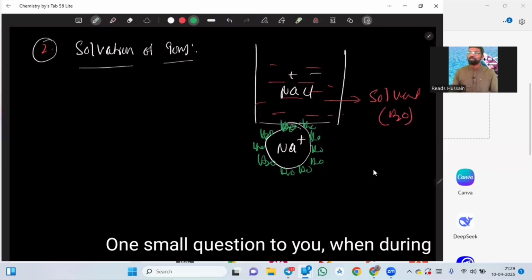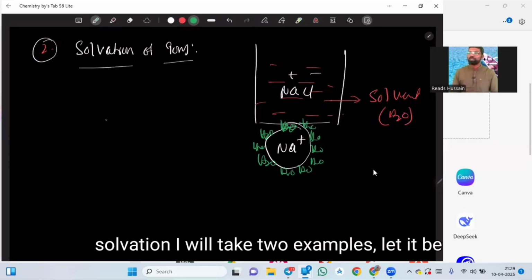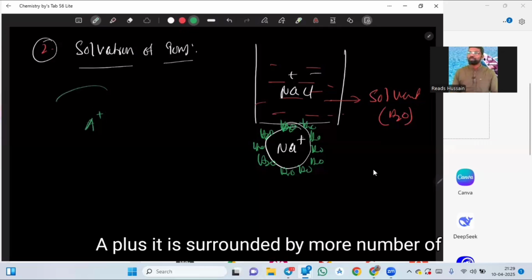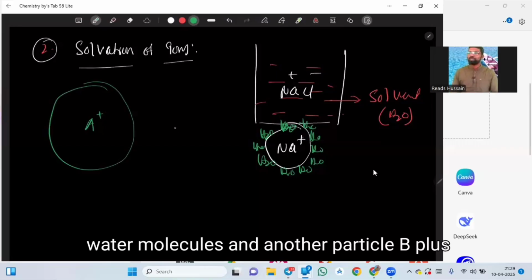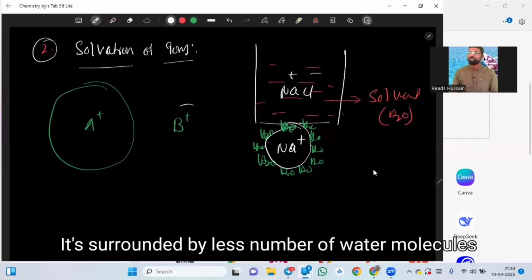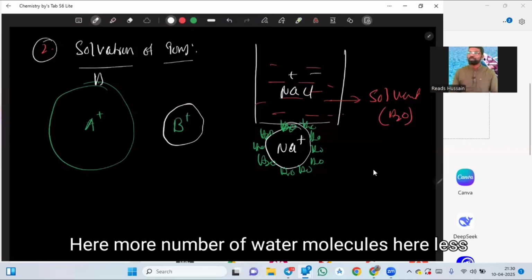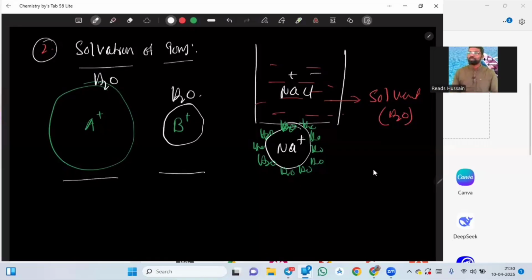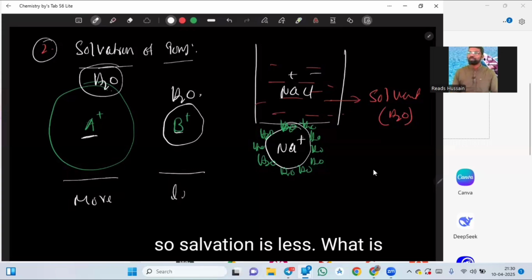One small question to you. During solvation, I'll take two examples. Let it be some ion A plus, surrounded by more water molecules, and another particle B plus, surrounded by fewer water molecules. Here more water molecules surround the ion, so solvation is more. Here the ion is surrounded by fewer water molecules, so solvation is less.